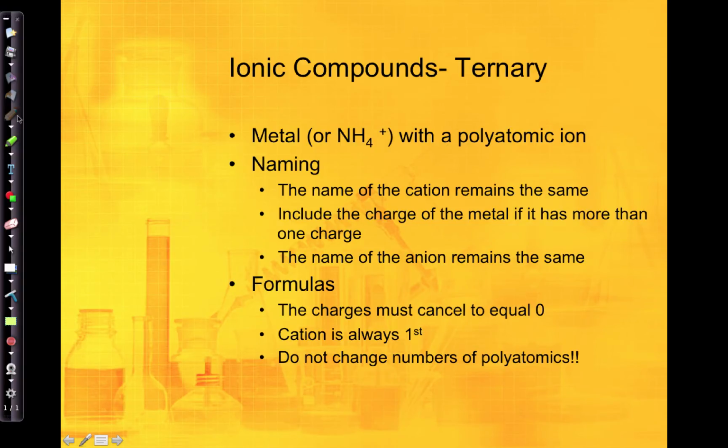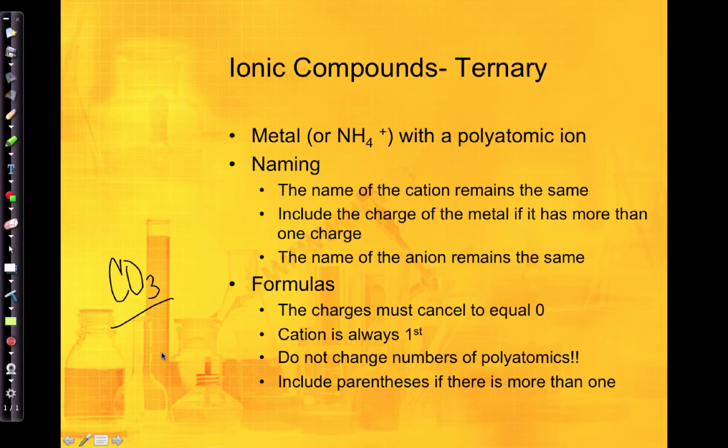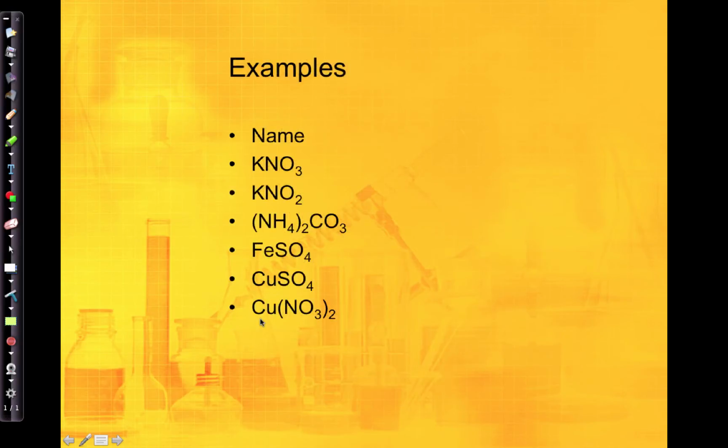So if I have a carbonate, it has to have CO3 in it. It cannot be CO2, it cannot be CO, it has to be CO3. And then also, you include parentheses if there's more than 1 polyatomic. All right, so let's name some of these. First thing, you have to know these polyatomics inside and out. You'd have to be able to recognize them by sight.